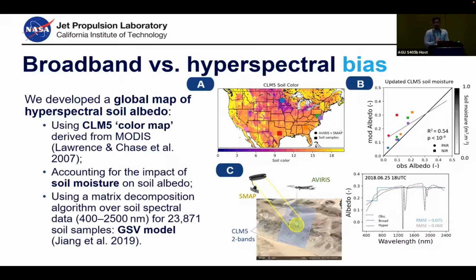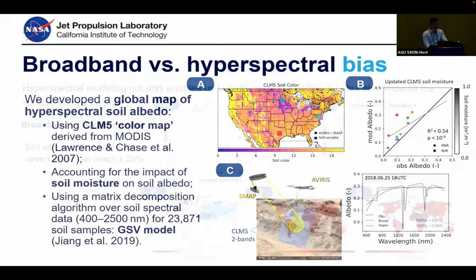Here I show some independent validation. In the continental United States, we had some independent observations of hyperspectral data, including a combination of averages in this map. We can see that the global map using machine learning has a pretty good agreement with the independent data, and also a lower RMSE between the hyperspectral curve and observations versus the broadband curve and observations.